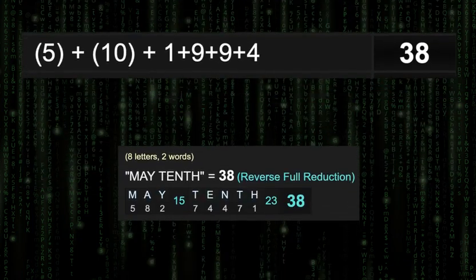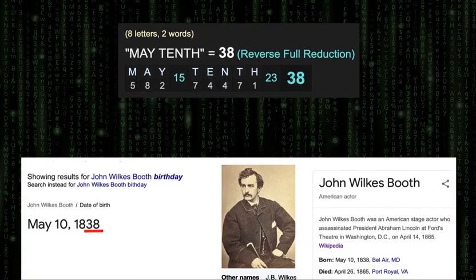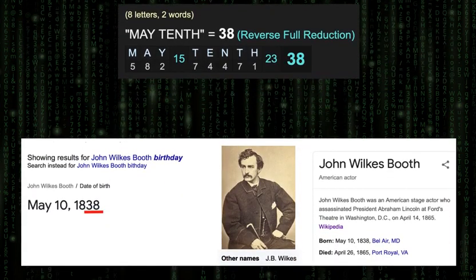And if you spell out the date, May 10th, it sums to 38 in the reverse Pythagorean cipher, also known as the reverse full reduction on the Gematrinator calculator that we're using here. May 10th, a very significant date. This is where we segue into another person whose life legacy is based on murder and death, and that is the assassin of Abraham Lincoln, John Wilkes Booth.